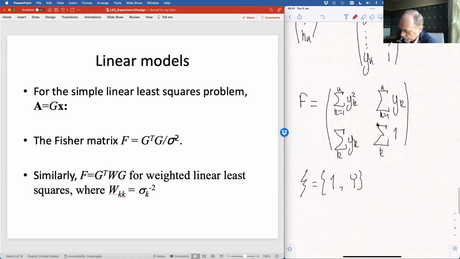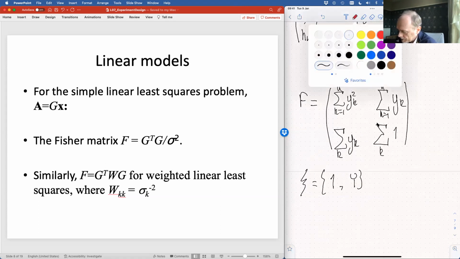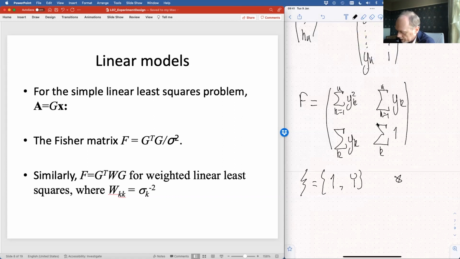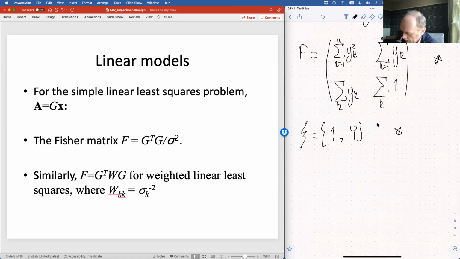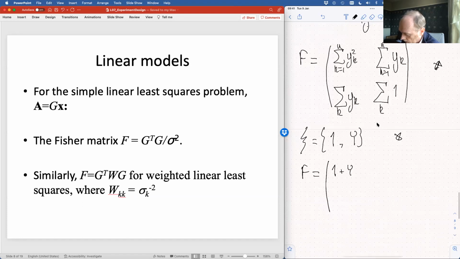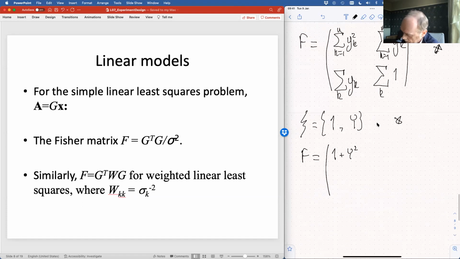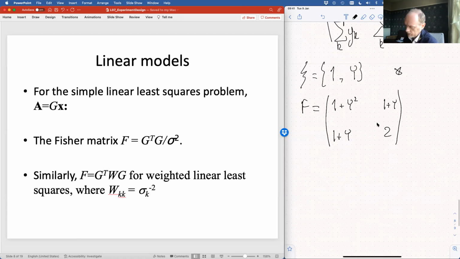So substituting this design into this Fisher matrix, I think we end up with F as follows. Top left, the sum of the Y squared is going to be 1 plus big Y squared. Then on the off-diagonal terms, we just get 1 plus Y. And the bottom right term, the sum of ones, well, there's only 2 measurements, so it's just 2. So there's our Fisher matrix for that specific design.